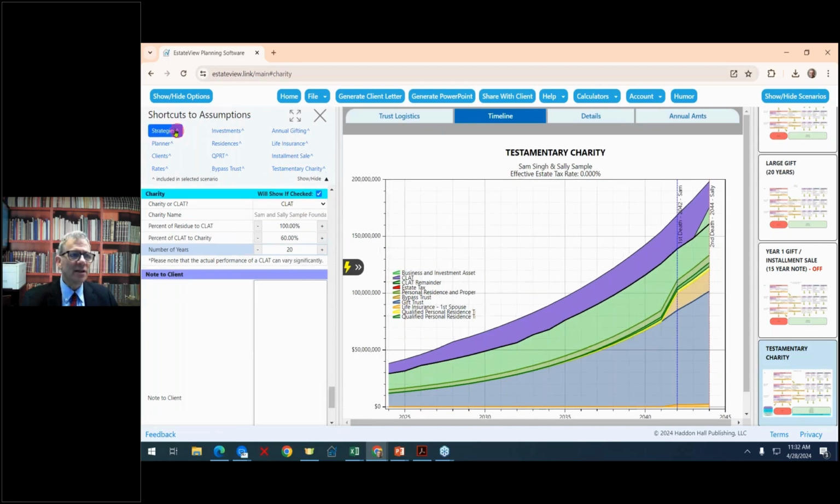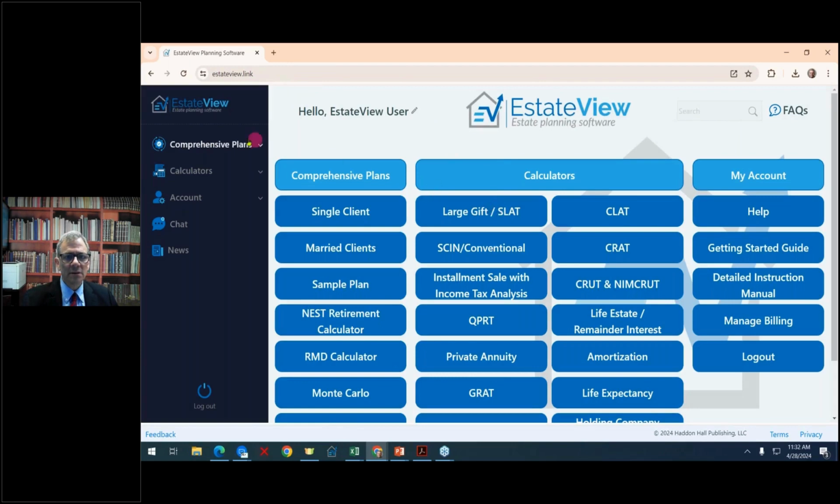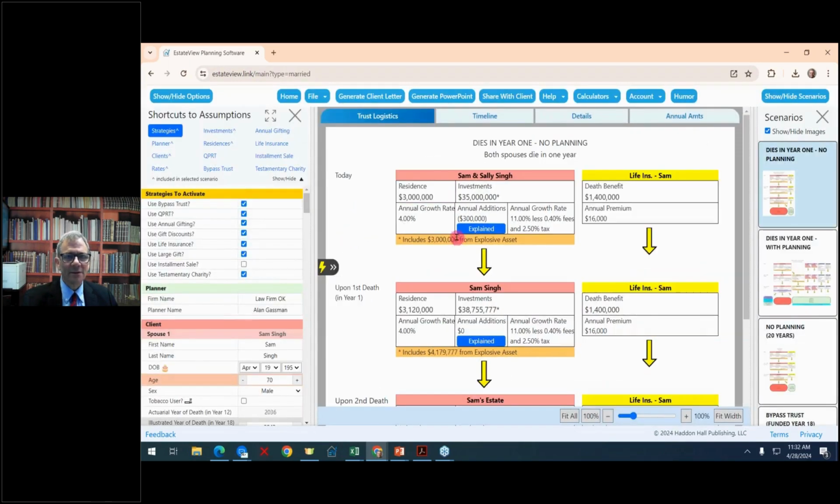As with the single version, I can go back there. As with the single version, I can generate a PowerPoint, I can generate a client letter, I can share the results with the client and send the client a 14-day license to use this module.